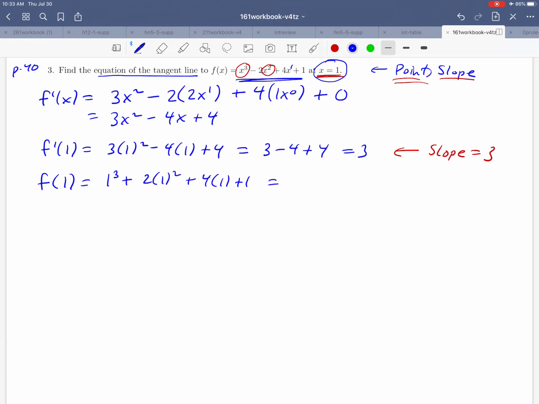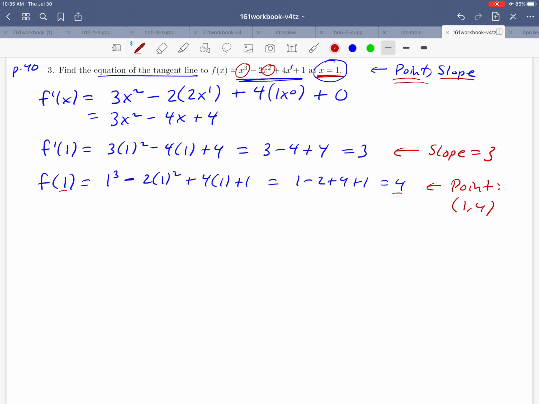let's see, what's that going to give us? 1 plus 2 plus 4 plus 1. That looks like 8. Oh, wait a minute, I'm sorry, I made a sign mistake. This should have been a minus here. Let's fix that. All right, so actually it should be 1 minus 2 plus 4 plus 1. What is that really equal to? Looks like that's going to be 4 now if we simplify that. All right, so what we did is we substituted in 1 and we got out 4, so we know that a point on the line is going to be (1, 4).